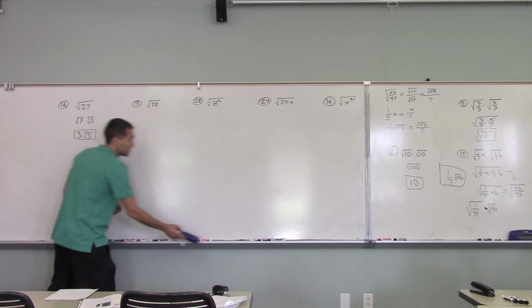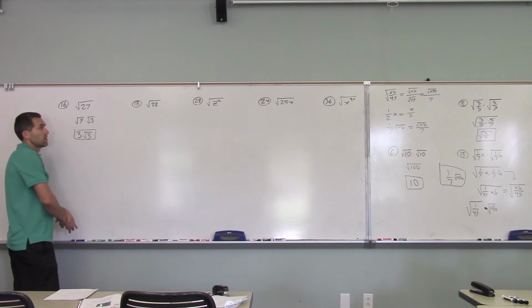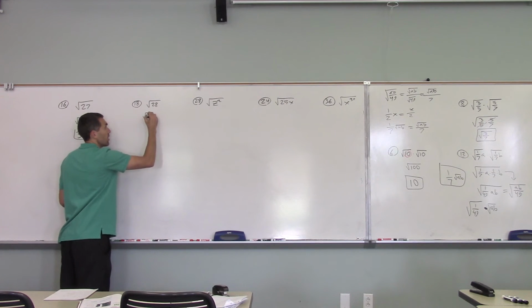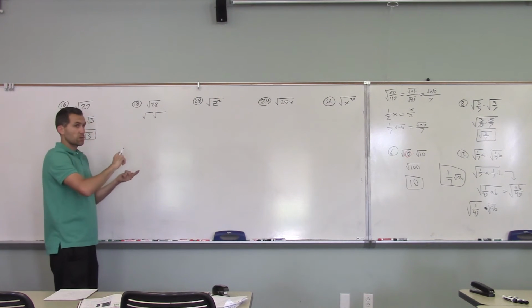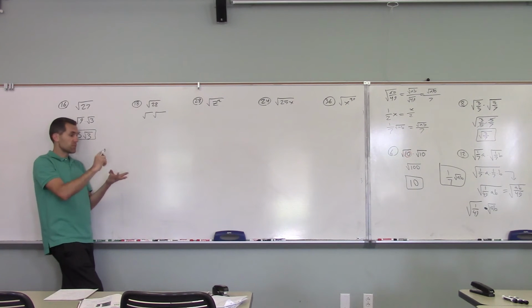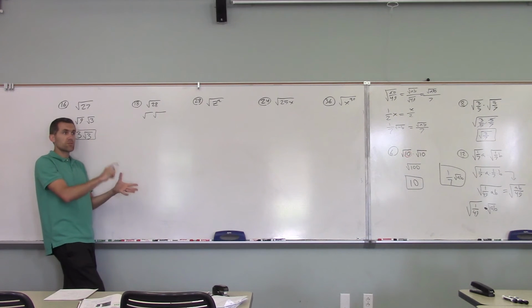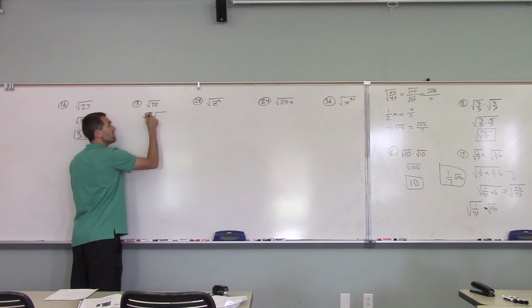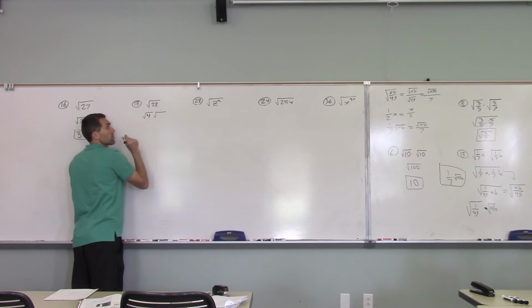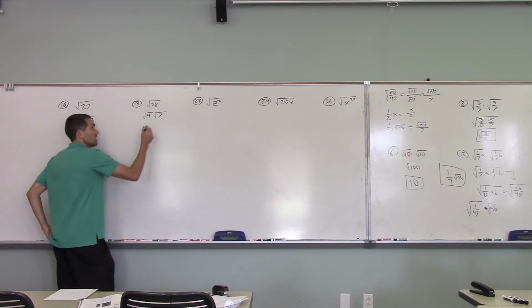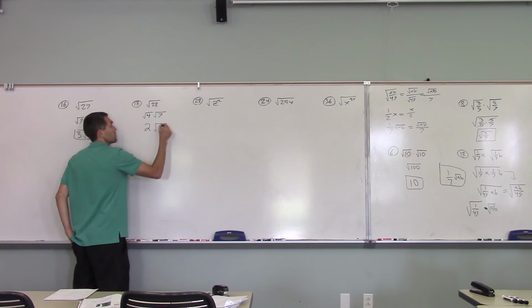So what about 28? Let's check. Well, let's see. The first perfect square is 4. Hey, it's divisible by 4. Check 9, nope. Check 16, nope. Check 25, nope. 36 is too big. So 4 is the perfect square, 7 is the leftover, right? So square root of 4 is 2, and then we're left with the root 7.